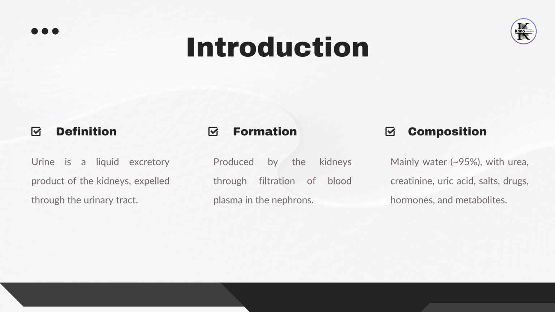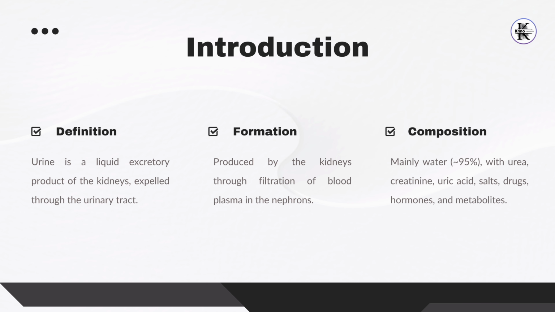Now, let us start with the introduction. Urine is a liquid excretory product of the kidneys. It is expelled from the body through the urinary tract. Urine is produced by the kidneys through the filtration of blood plasma in structures called nephrons. During this filtration process, waste products and excess substances are removed from the blood and excreted in the form of urine.